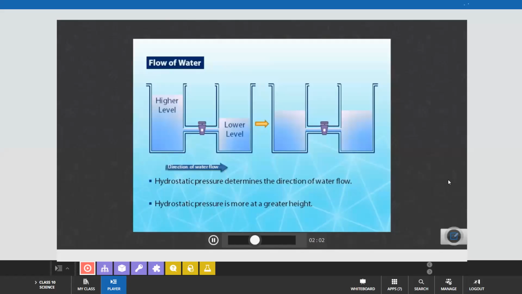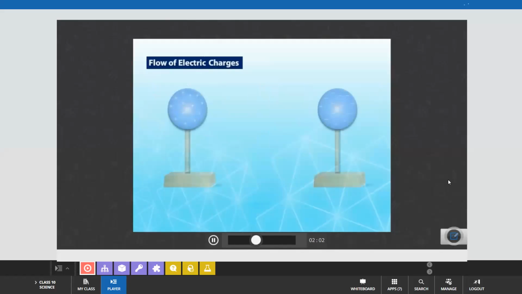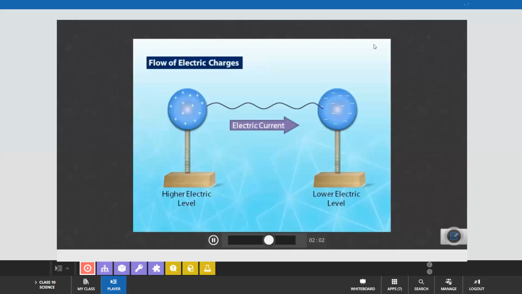Just as flow of water, electric charges can also move from a point having a higher electric level to a point having a lower electric level. If a metallic wire is connected between two electric levels, then electric charge flows through the wire. This flow of electric charge is called electric current.